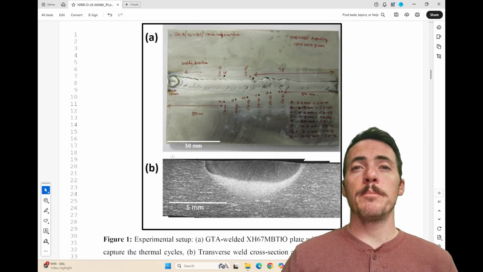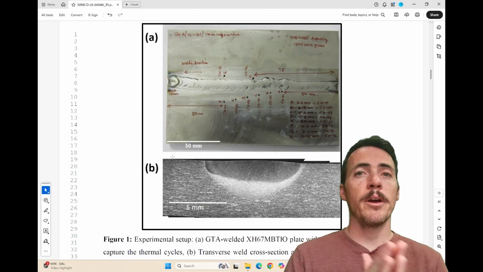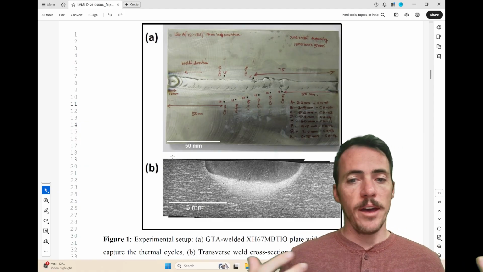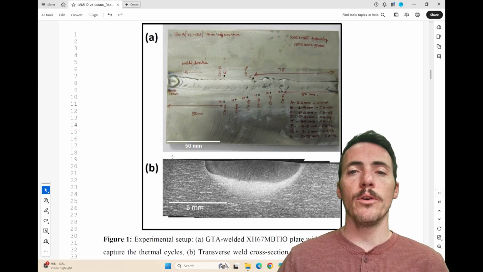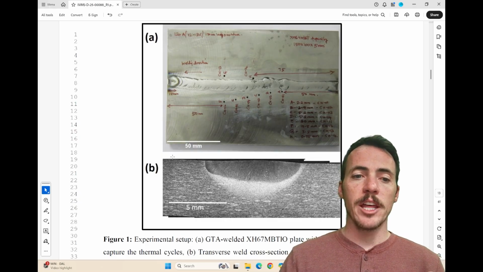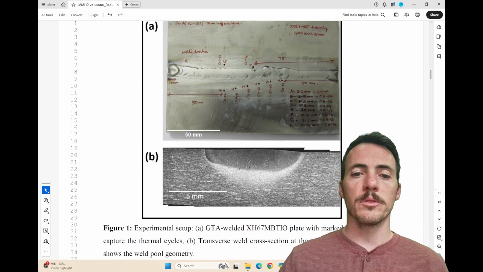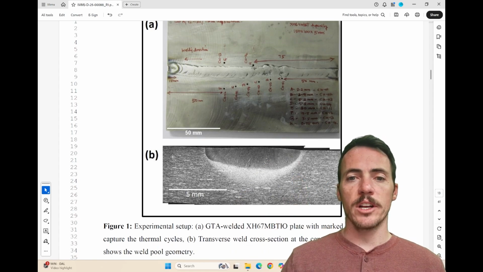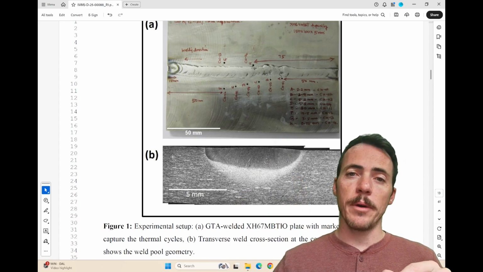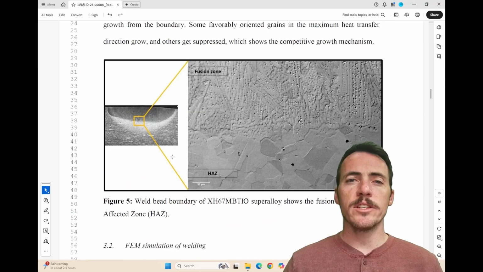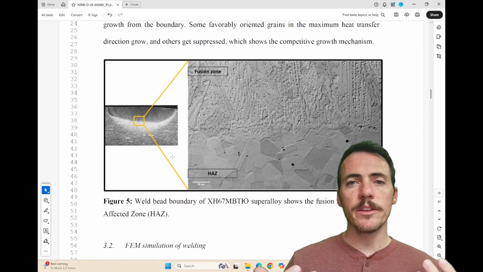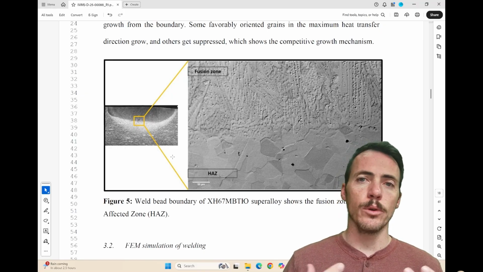One of the things I like about this paper is that, yes, it's the IMMI method, but it's paired with real experiments. So here you see a diagram of an actual XH67MBTIO alloy, and they've done a weld on it, and they've labeled the different regions showing different thermal cycling. They've got a cross-section showing you what the cross-section actually looks like. If you were to zoom in on that, by the way, you can actually see both the fusion zone as well as the heat-affected zone, and clearly these have different microstructures if you look at the experiment.